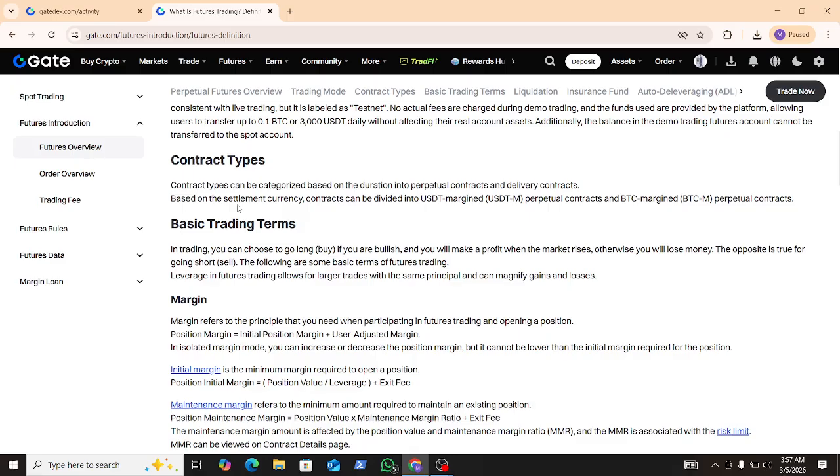Position initial margin is equal to position value divided by leverage plus exit fee. Maintenance margin refers to the minimum amount required to maintain the existing position. Position maintenance margin is equal to position value times maintenance margin ratio plus exit fee.